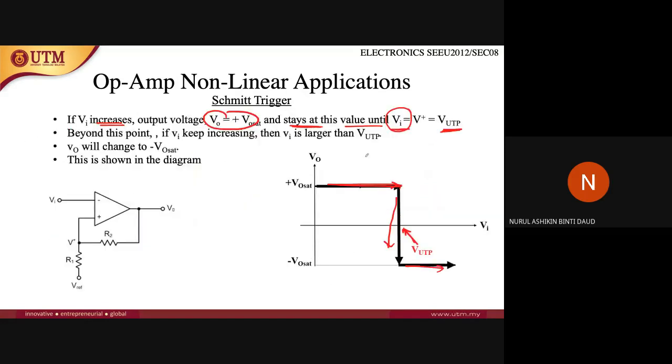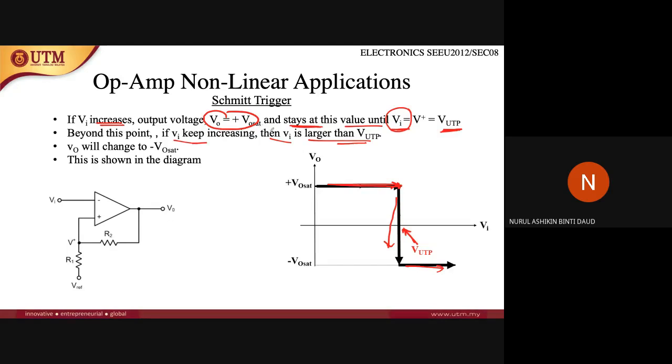Okay, it will stay until the value of VUTP, which is at this point. And beyond this point, if VI keeps increasing, then VI is larger than VUTP. What is going to happen is the value is going to drop.